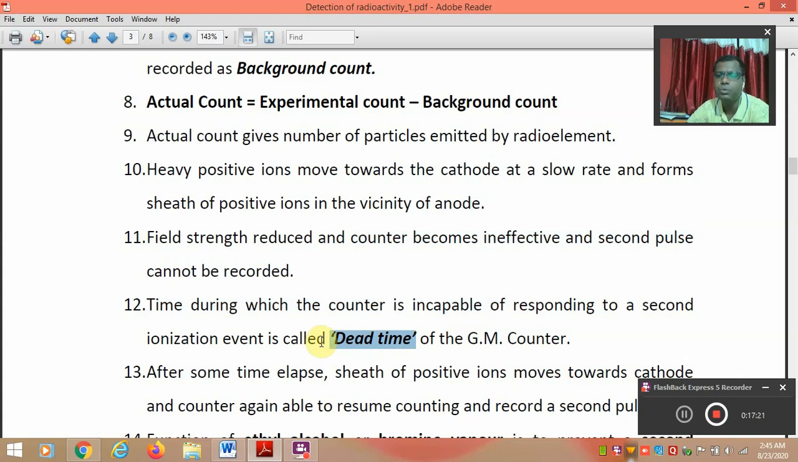So this is the time period in which the counter is ineffective, the counter is not working. There are continuous events of ionization, but some events of ionization will be missed by the counter as it becomes incapable of responding to a particular ionization. That's why it misses some events of ionization. The time during which the counter is not able to respond to an event of ionization is called the dead time of the GM counter.